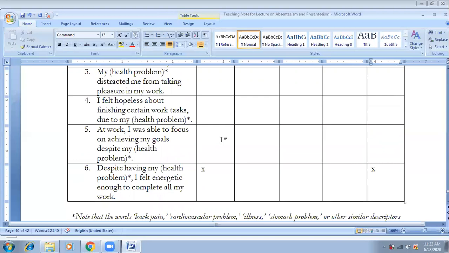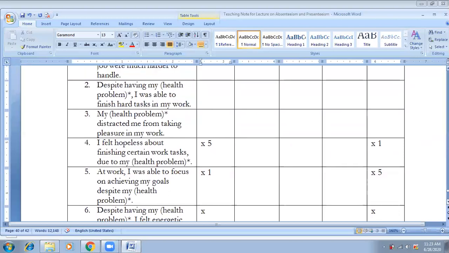Then, at work, I was able to focus on achieving my goals despite my health problem. Strongly disagree, reducing presenteeism; here, increasing presenteeism. Then, I felt hopeless about finishing certain work tasks due to my health problem. Strongly agree, reducing presenteeism. Strongly disagree, increasing presenteeism.